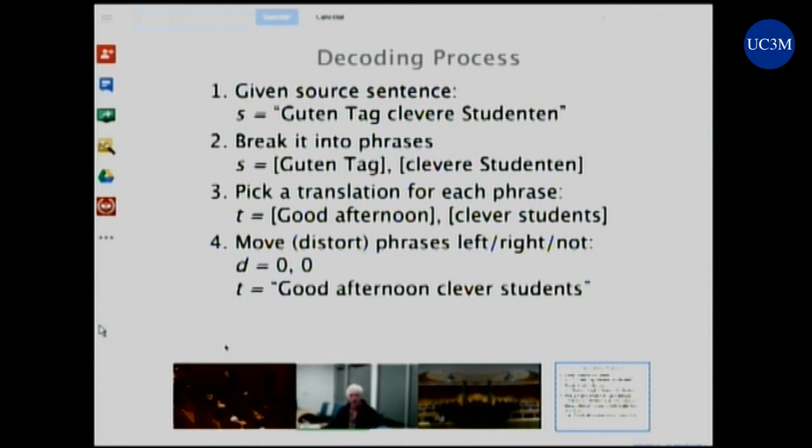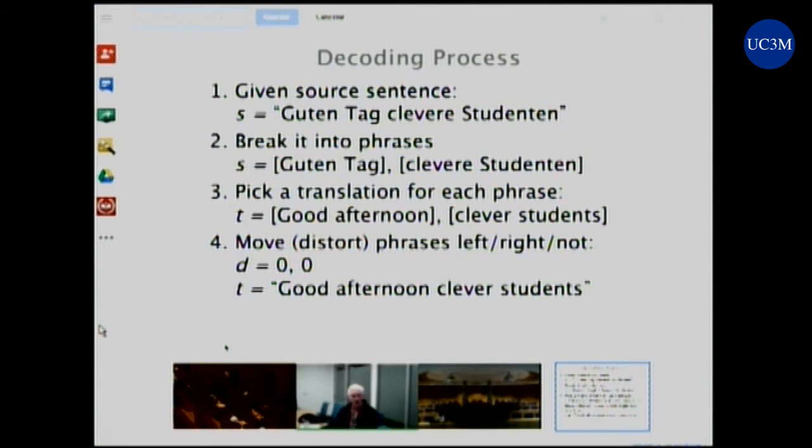And then we look at our probabilities for moving the phrases to the right or the left. How often does the phrase good afternoon move to the right or move to the left, and decide if we want to shuffle them around. Here I've chosen not to do that. And the translation I get out is good afternoon, clever students.